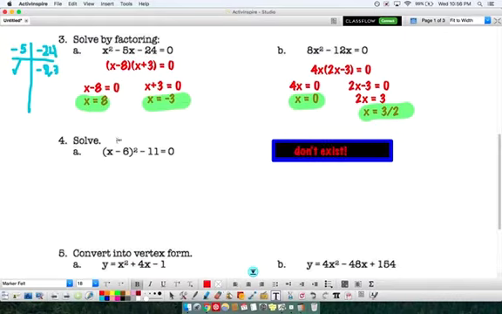Alright. So we are going to do this one. Well, we're trying to solve, so that means we need to get x's on one side and numbers on the other side. So let's try and do that. If I'm solving this, the first thing I need to do is move over this negative 11. Alright, so I'm going to add 11 to both sides. First step, add 11 to both sides. So that means I have x minus 6 squared equals 11.